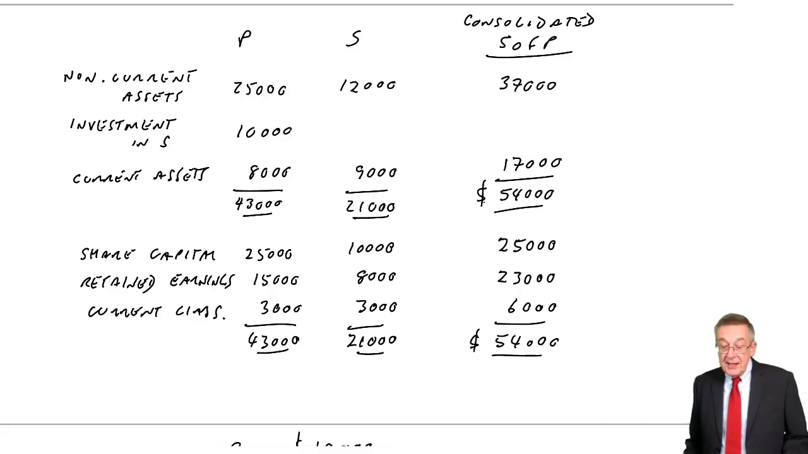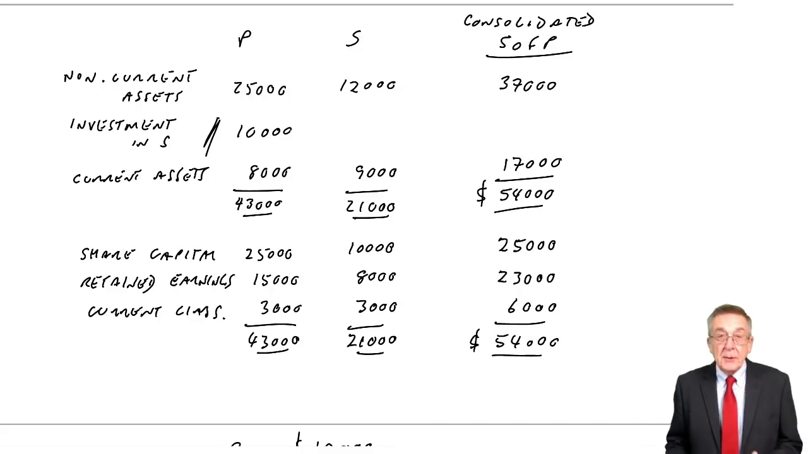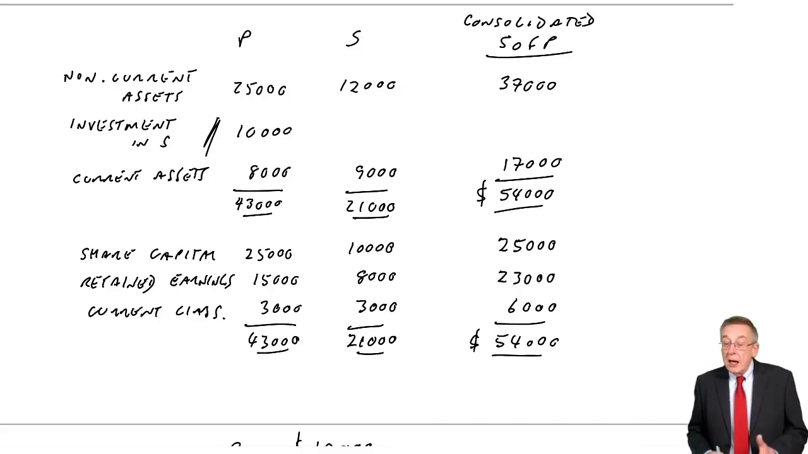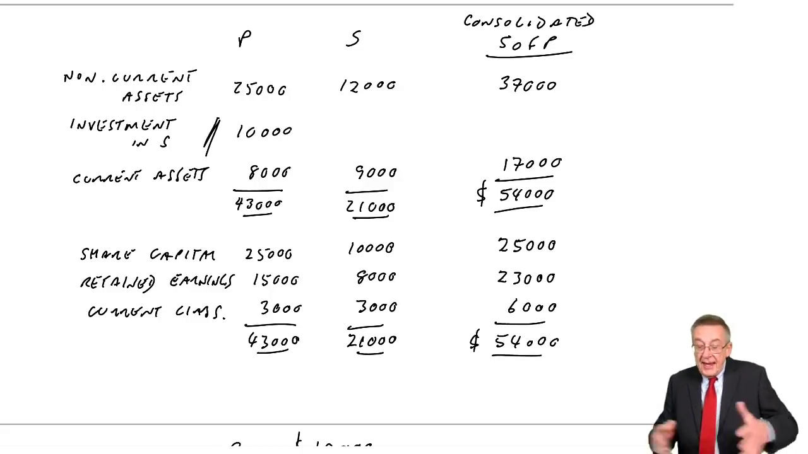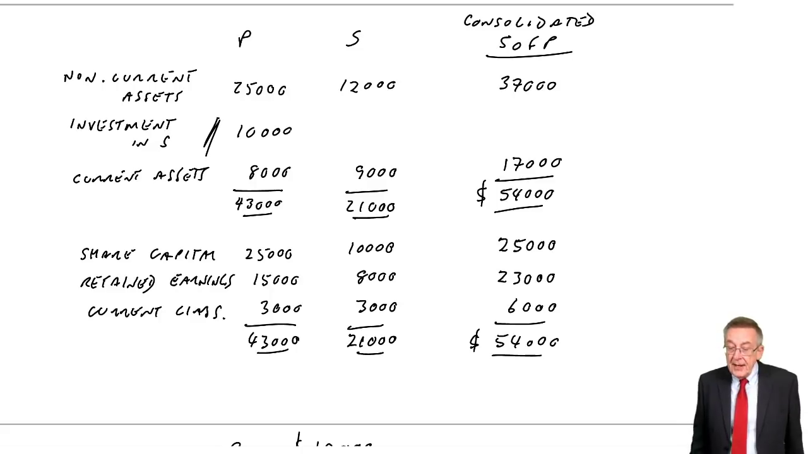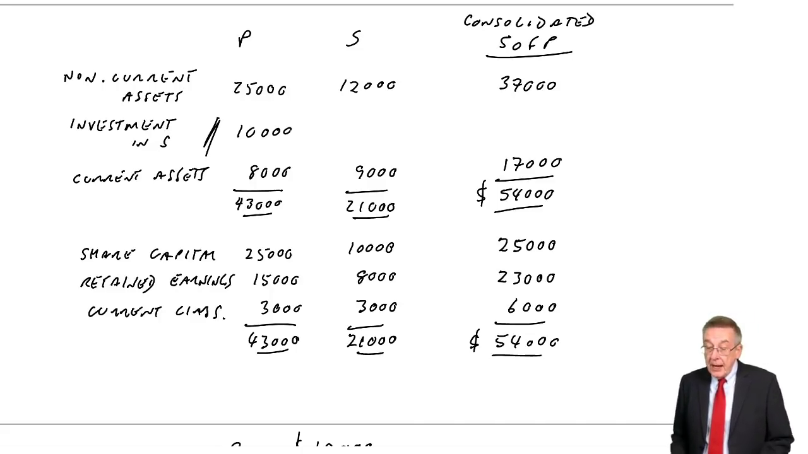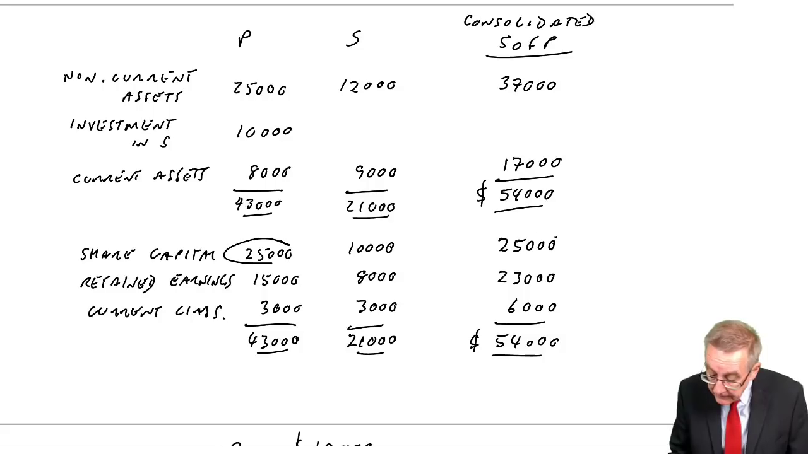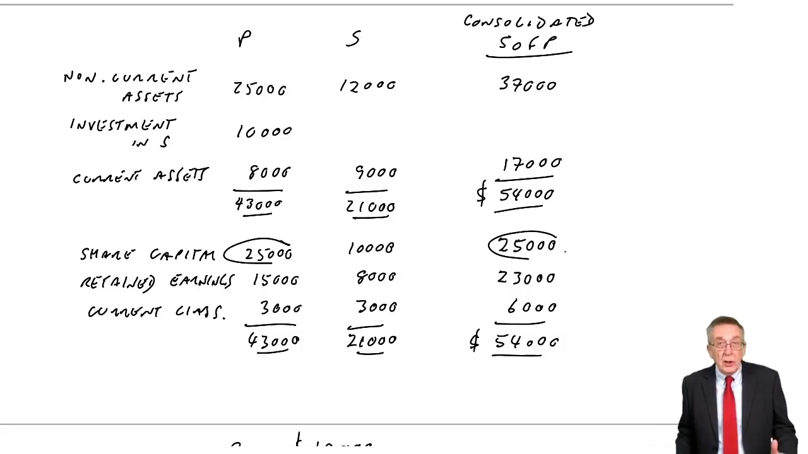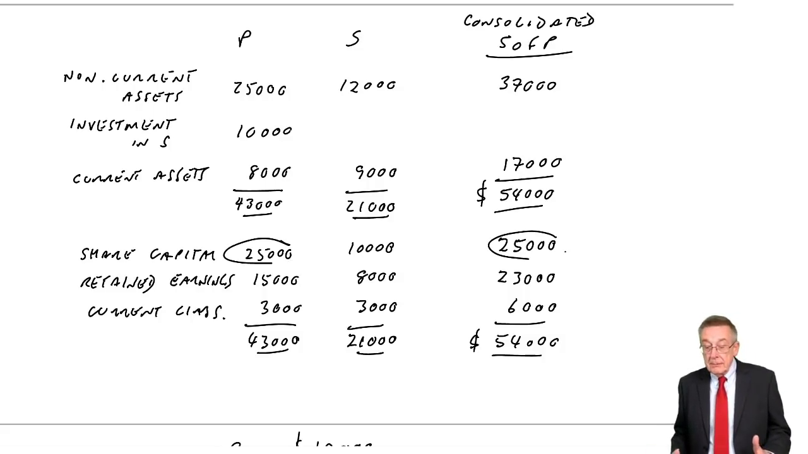Notice that the investment in S of 10,000 has disappeared. All we've done is replaced that with the assets and liabilities that are owned by S. But again, there we are. So it's one big company. And appreciate it's P's shareholders who own all of it. They own P and P owns S.